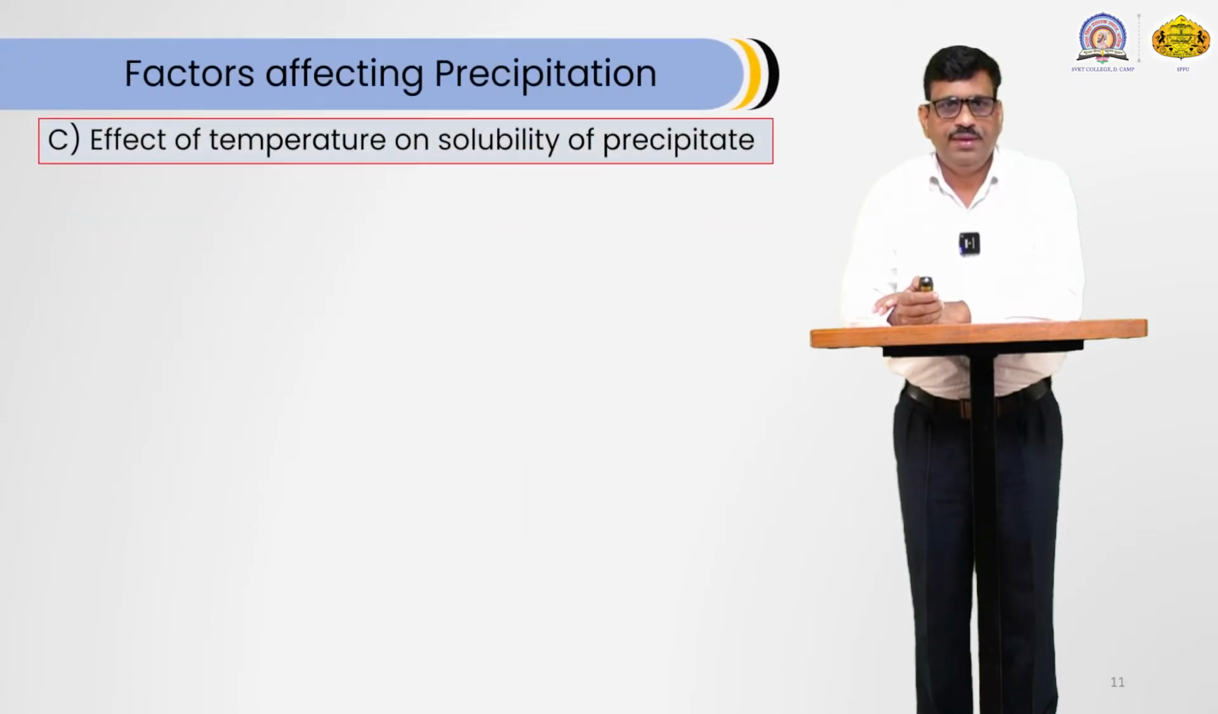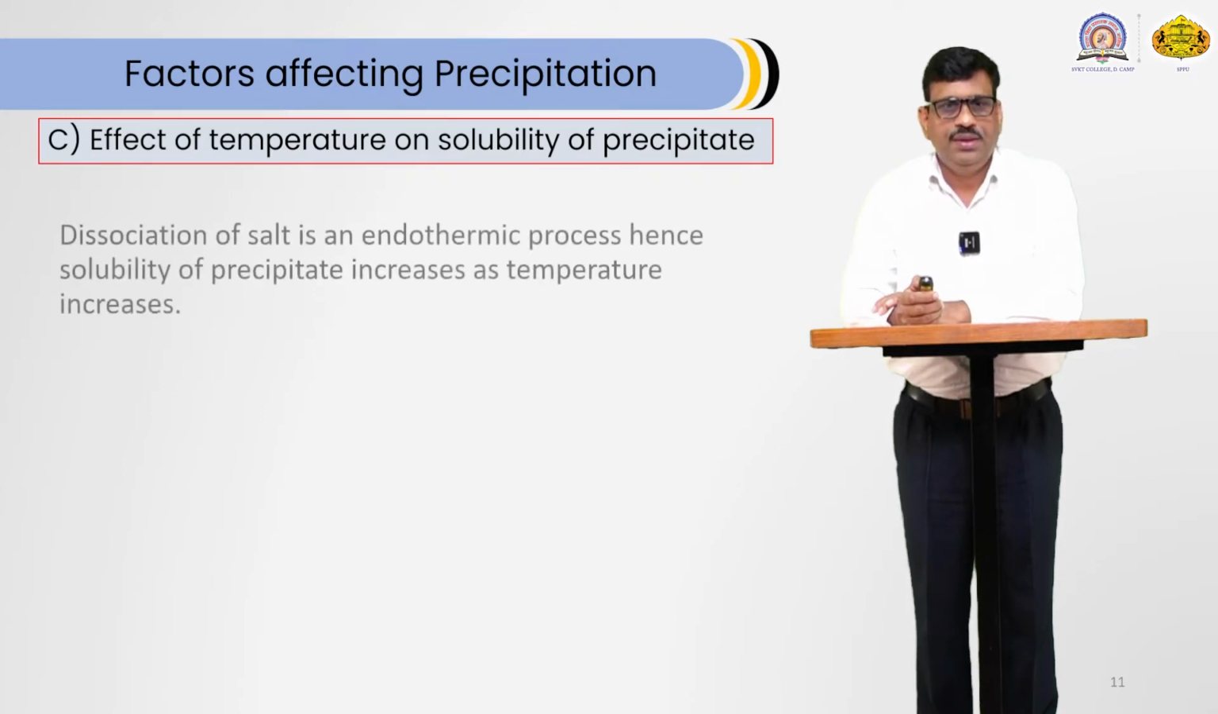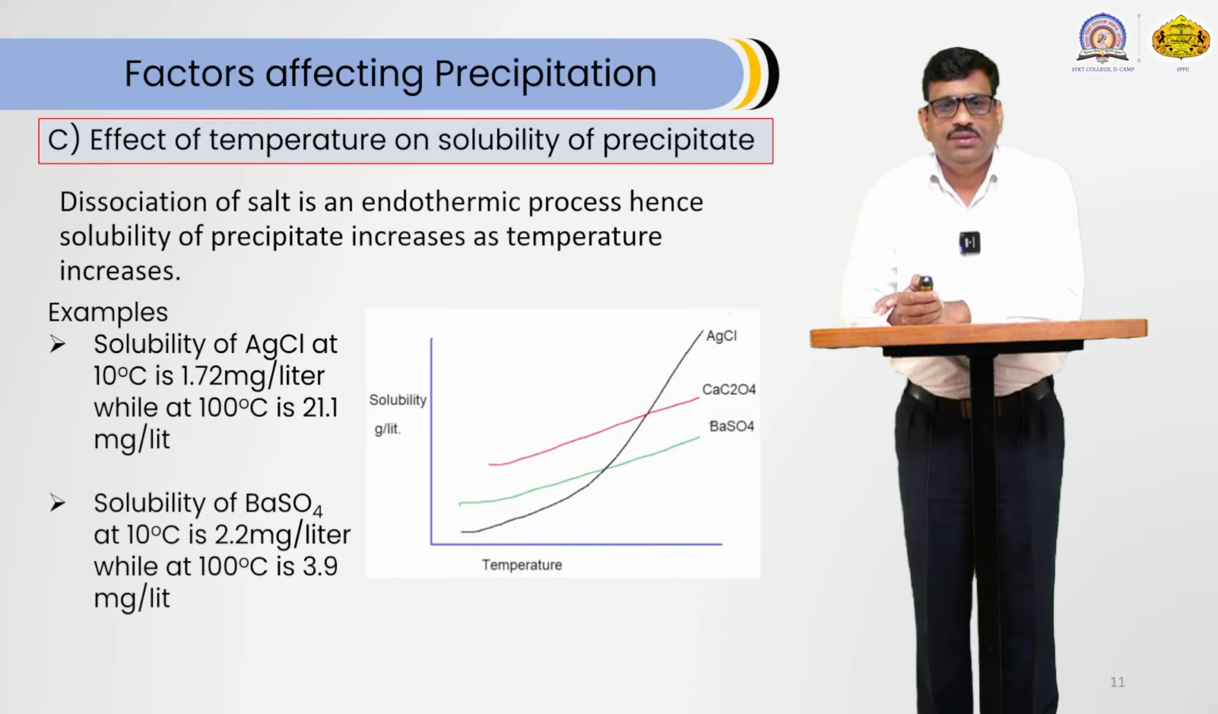Third factor, the effect of temperature on solubility of precipitate. This is the figure which shows how temperature affects the solubility of precipitate. If temperature increases, solubility of precipitate also increases. Dissociation of the salt is an endothermic process. Hence, solubility of precipitate increases if we increase the temperature.